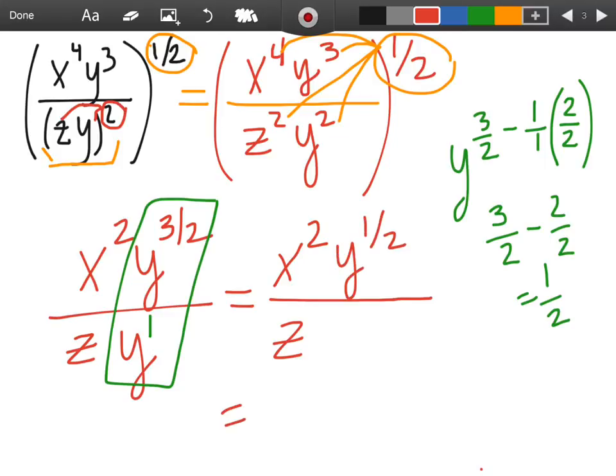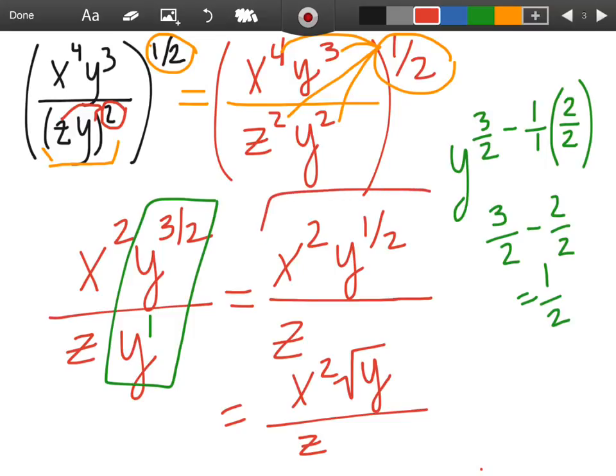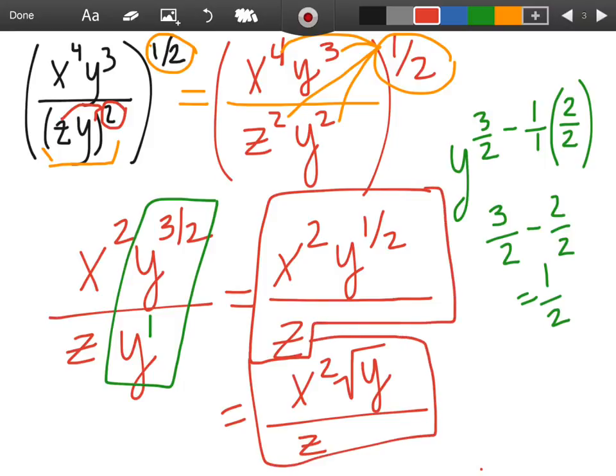I could also write this if I wanted to as x squared over z. I know that to the 1/2 power also means the square root of something. So I could write that as well. Either one of these is correct. If something told you specifically no radicals or specifically no fractional exponents, then you would choose one of them. But as you can see, there's two different answers here. They mean the same thing.